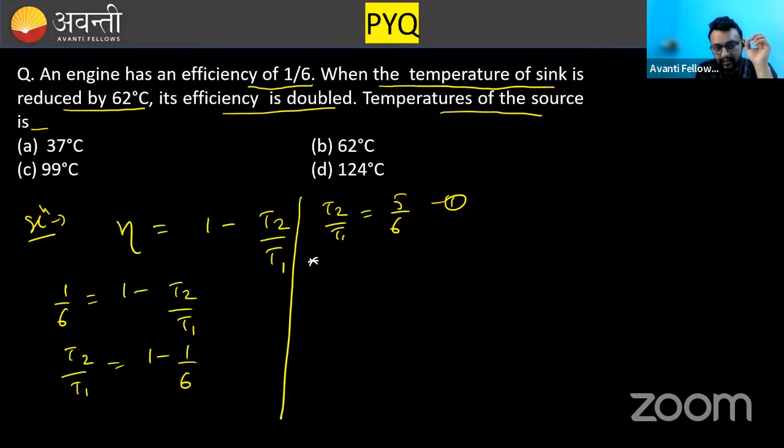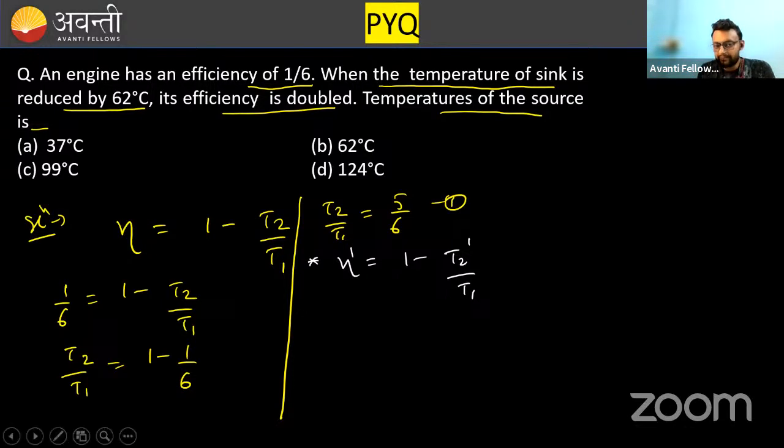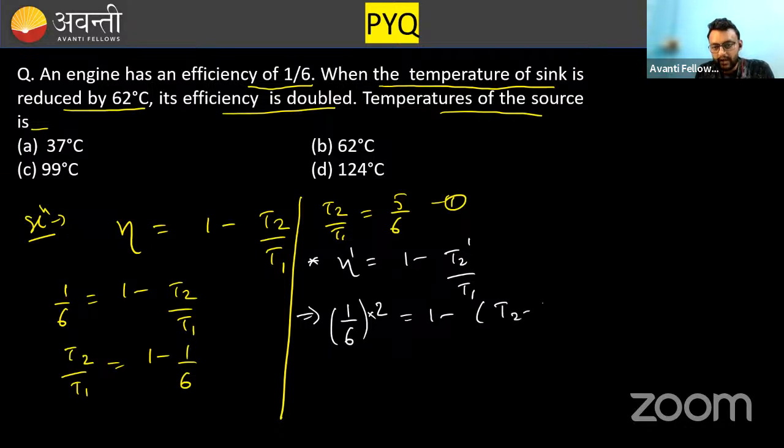So the new efficiency: if you double the efficiency of 1 by 6, again, eta dash is equal to 1 minus T2 dash by T1. Can you justify this? Because the temperature of the sink is reduced, but the temperature of the source is the same. So eta dash, originally 1 by 6, if you double it, will become 2 by 6. This is not a square, it's a multiplication. It is equal to 1 minus, the temperature was reduced by 62 degrees, that is T2 minus 62 divided by T1.